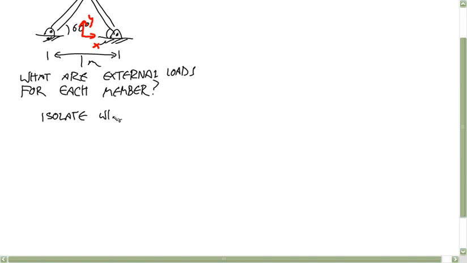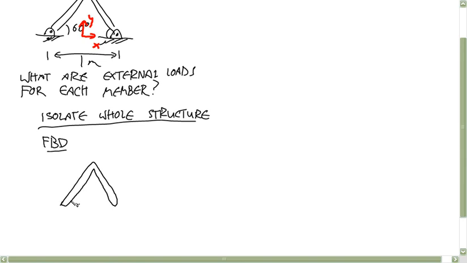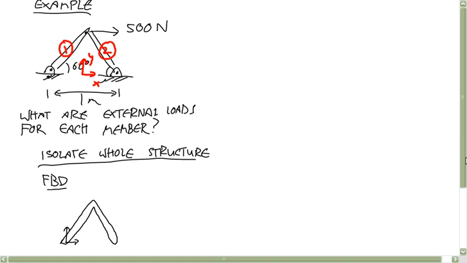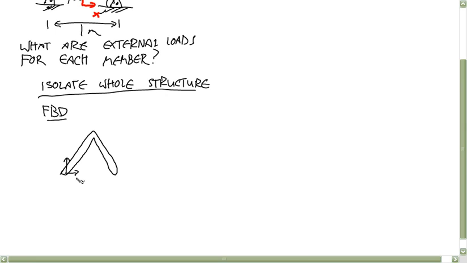So first I'll isolate the whole structure. The free body diagram looks like this. We have a force here. While we're looking at the whole picture, let's call this left member, member one, and this right member, member two. Then this reaction force vector is the force on body one by the ground. And this force vector is the force on body two by the ground. And then we still have that 500 newton force.